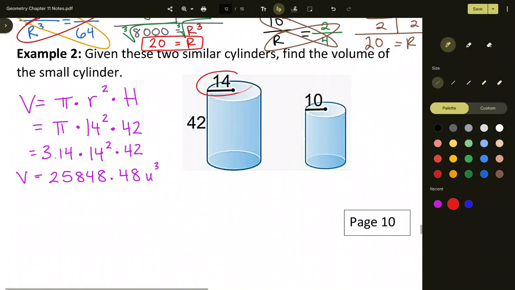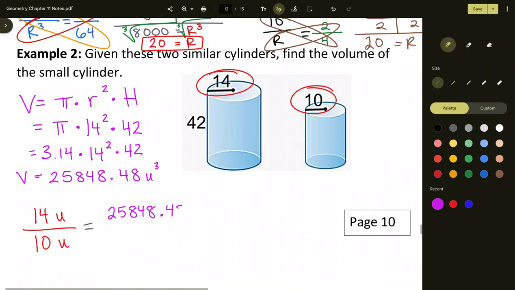All right, I'm going to compare the radiuses together. So I'm going to do 14 units compared to 10 units. And then I would compare the volumes together: 25,848.48 units cubed over unknown units cubed. Now in this case, I'm looking for the cubic units, so it makes sense to cube these items before I cross multiply. If I uncube the current cubic units, then I'm going to have to recube them to find the cubic units for the missing volume.